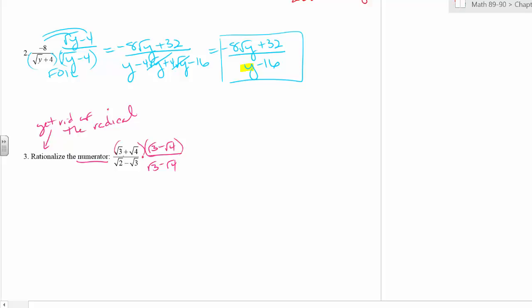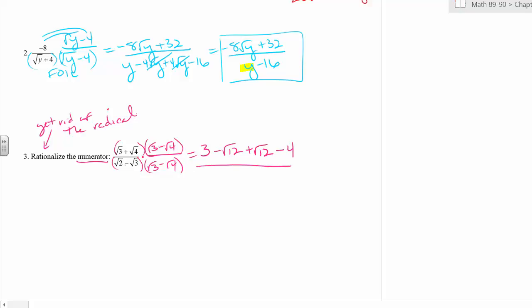And then notice here you just have lots of FOILing, so lots of practice of multiplication. On top, the square root of 3 times the square root of 3 is just 3. Square root of 3 times the negative square root of 4 is negative square root of 12. Square root of 4 times positive square root of 3 is positive square root of 12. And square root of 4 times negative square root of 4 is just negative 4 because the insides match. So you just get whatever's on the inside. Positive and a negative is a negative.